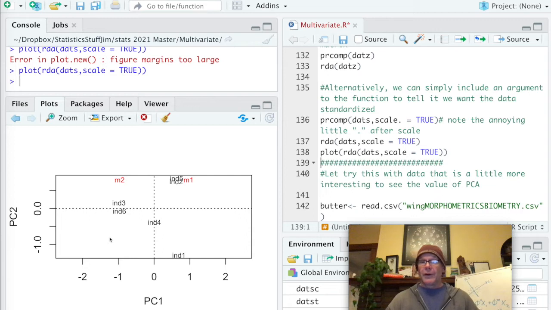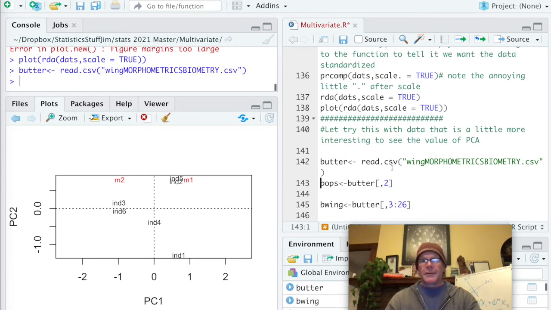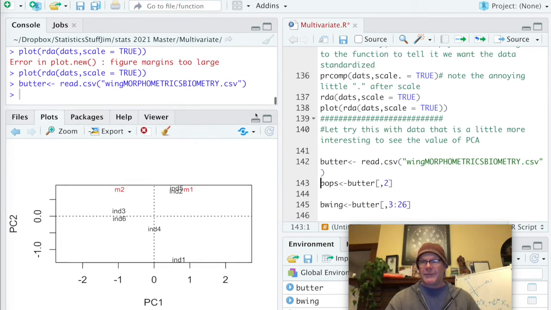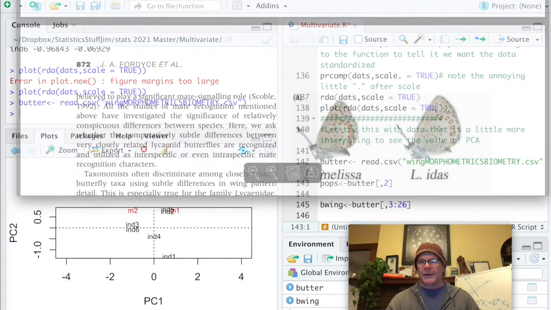Okay, so let's do this really quickly with something that might be a little bit more interesting, because right now we've been doing it with just two things. And I think that served its purpose, and the purpose there was to make it easy for us to understand what's happening and how we're interpreting things behind the scenes. But let's take a look at some real data. So these are indeed real data. It is in an object called wing morphometric biometry, and these are data of, guess it, yeah, butterfly wings. That's why I called it butter. It's these little handsome bugs.